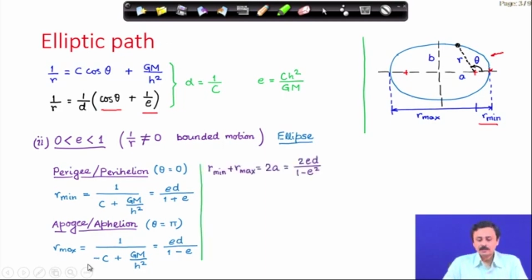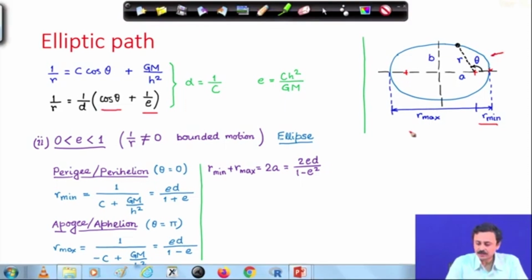Therefore, the sum R min plus R max, and what is R min plus R max? If you look at the figure, R min plus R max is this full distance. A is the semi-major axis, B is the semi-minor axis, half of the minor axis. So A is this distance, therefore this whole distance is 2A. R min plus R max therefore is 2A, and from the geometry side it turns out to be 2 E d by 1 minus E square. This can be checked.